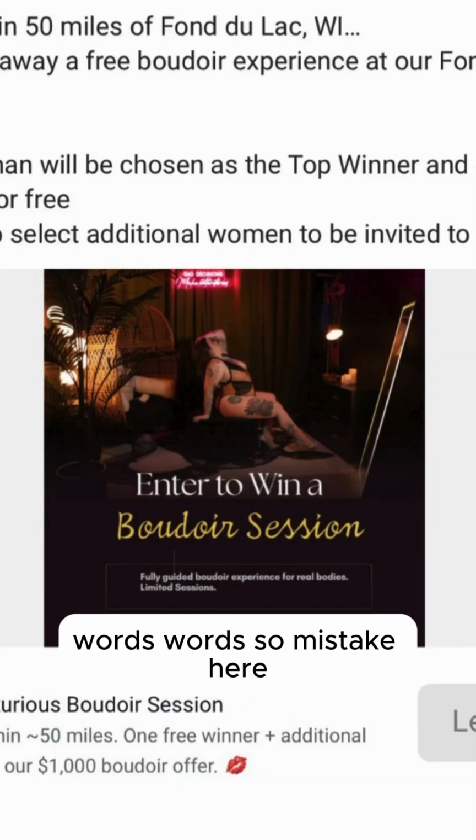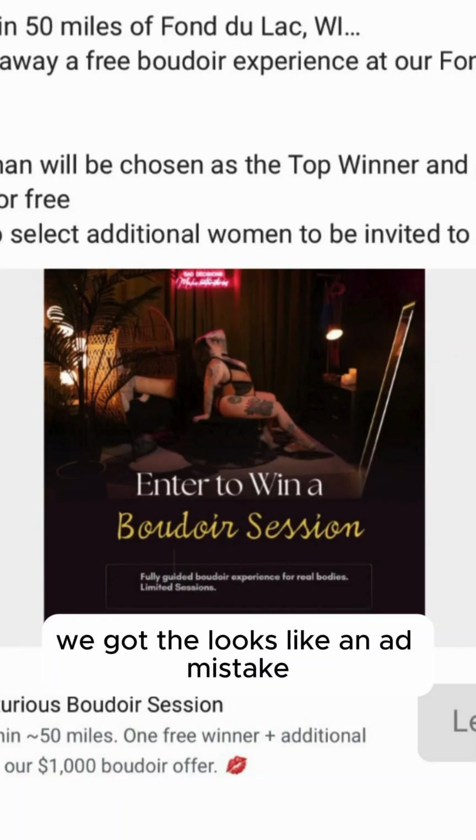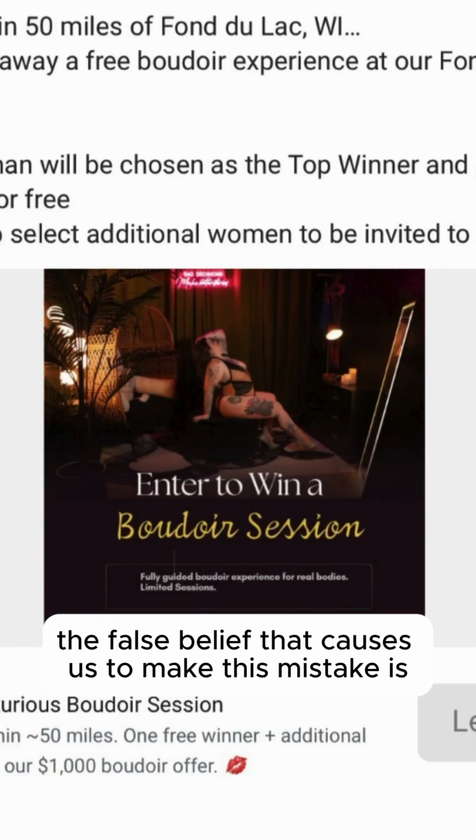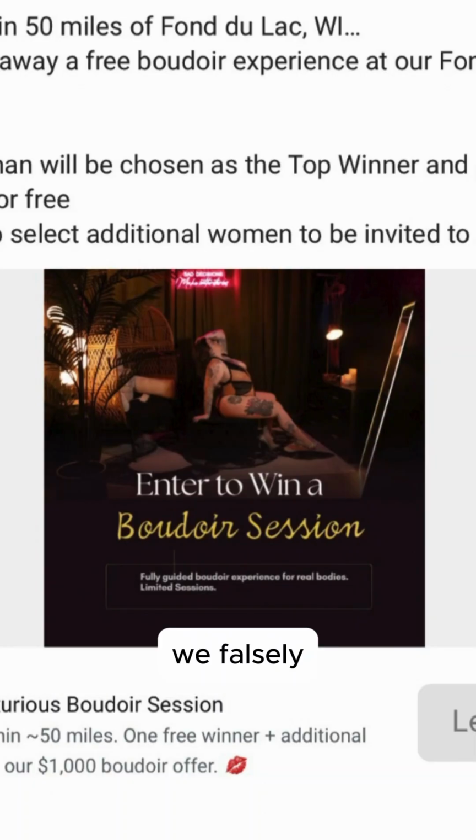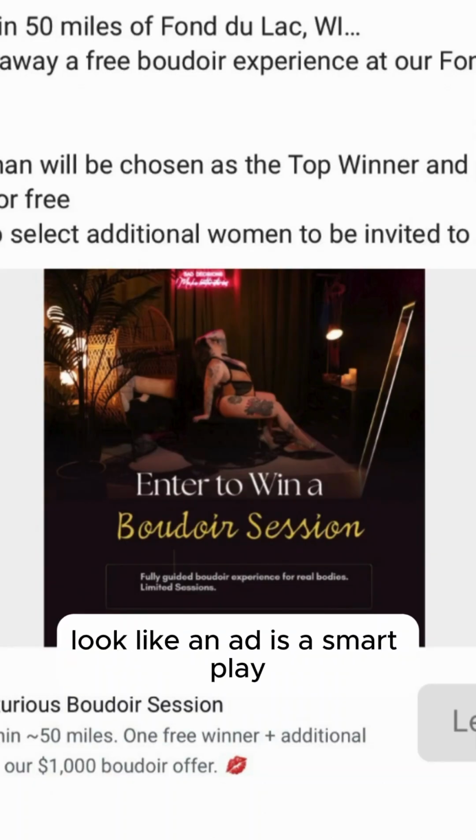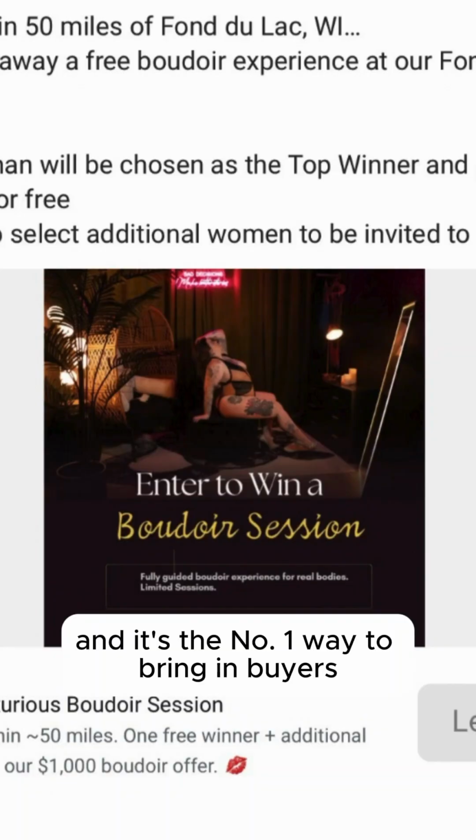So, mistake here. We've got the looks-like-an-ad mistake. The false belief that causes us to make this mistake is we falsely believe that making our ad look like an ad is a smart play, and it's the number one way to bring in buyers.